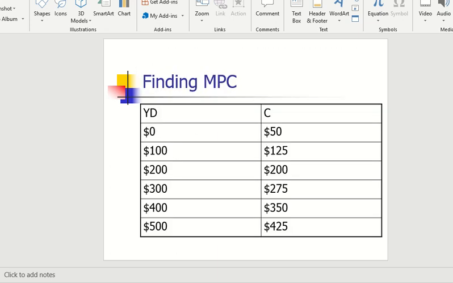So let's go back to the table a little bit. When you look at the first row, you can see that even if the disposable income is 0, the consumption is still at $50. Why do you think that's the case? How does that happen?